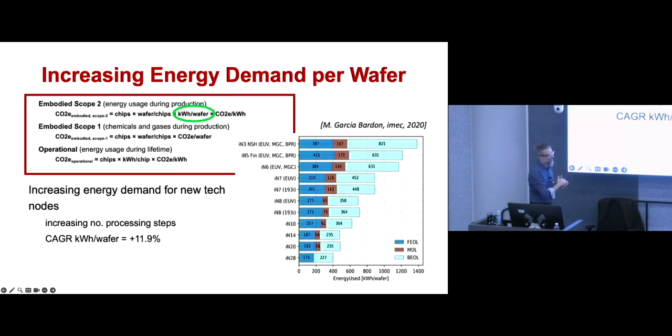Here I'm pulling up another graph from a study from IMEC showing the total amount of energy needed to produce one wafer in different tech nodes, from 28 nanometer at the bottom to 3 nanometer at the top. And what we can see is that the total amount of energy needed to produce a wafer is also increasing by about 12% per year. And that's because the chip manufacturing process becomes more and more complicated. There's more and more steps involved, as you can see in the plot.